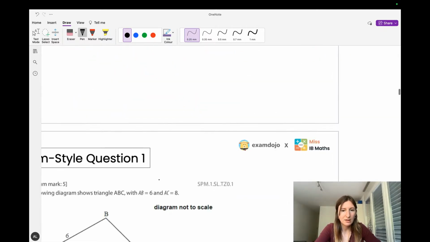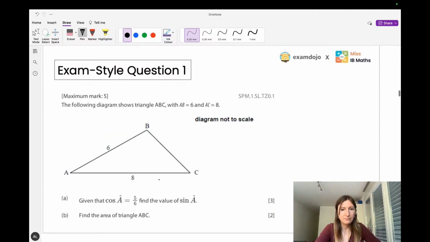Okay, let's get into some exam style questions. Now, this is a question where they have asked us to find the area of the triangle ABC, but the first question is something to do with identities. So they've given us that this is 6 and this is 8, and they've not given us an angle, but they have given us that cos of A equals 5/6. But we're going to use the area of a triangle rule later, which is in terms of sine. So we need sine to help us.